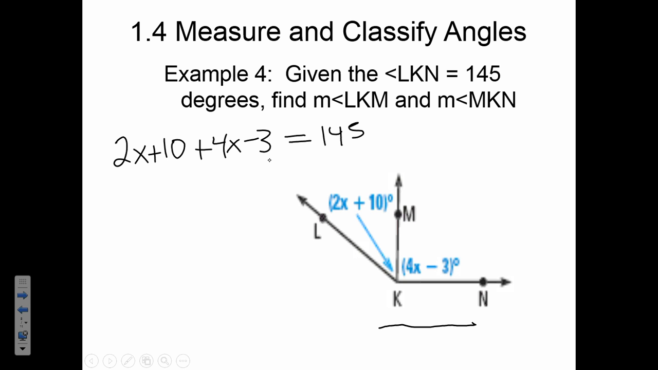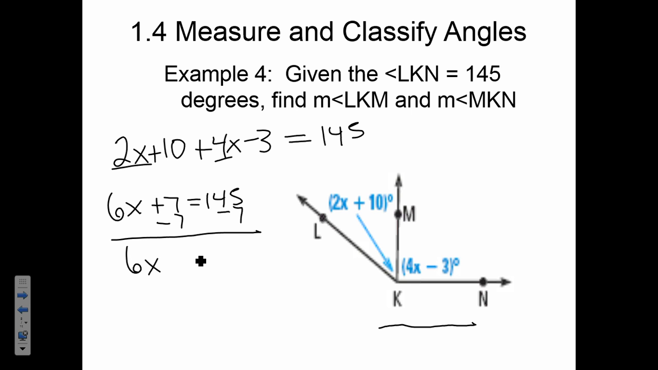So if I take this equation and work it out, I can combine my like terms, simplify, and solve. So 2x and 4x, when I put those together, give me 6x. 10 and negative 3 would give me a positive 7 equals 145. So I would subtract 7 from both sides. So I get 6x equal to 138. Divide both sides by 6.